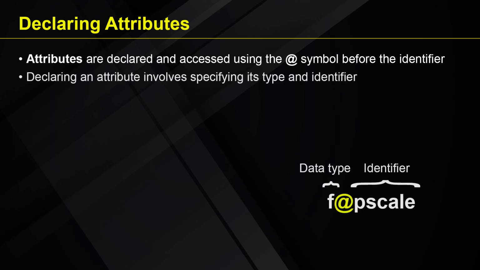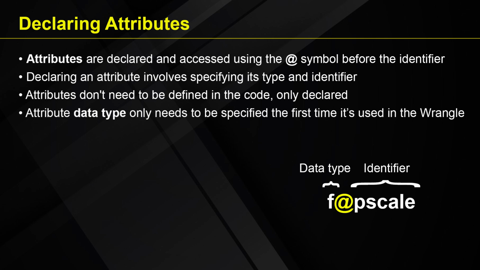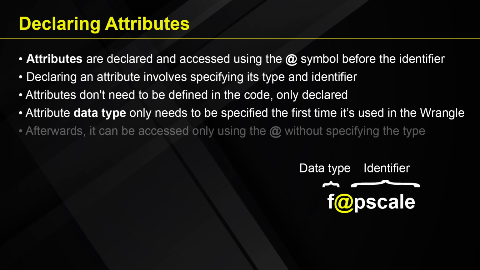Declaring an attribute in VEX involves specifying its data type and identifier. However, unlike traditional programming, you don't need to explicitly define attributes in your code, as a default value will be assigned when you declare an attribute in VEX. Additionally, you only need to specify the attribute's data type the first time you use it in a Wrangle node. After that, it can be accessed using just the @ symbol, without needing to redefine its type.